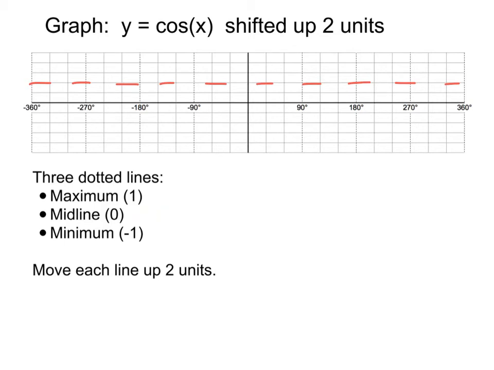From there, you'll notice that the distance between the midline and the maximum is 1. The maximum should be up 1 above that midline. The minimum should be down 1 below that midline. So now that I drew in my midline, I draw another dotted line 1 above it, and a dotted line 1 below it, so that we're looking at something that looks like that. We draw those first.